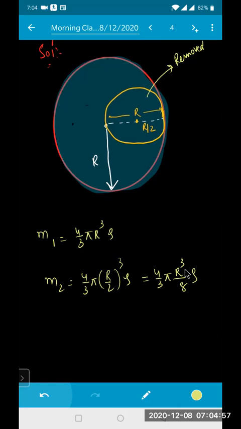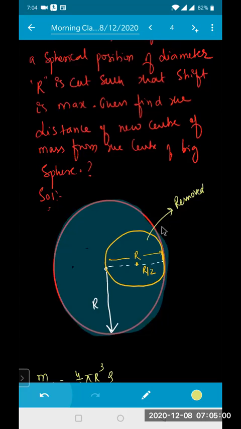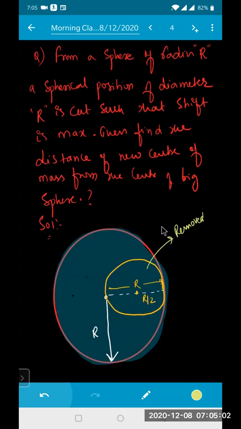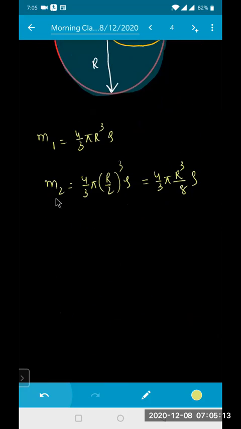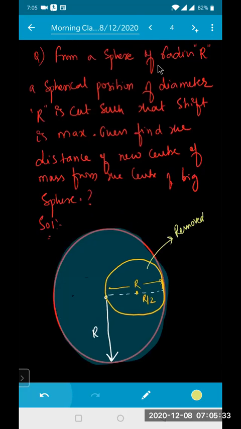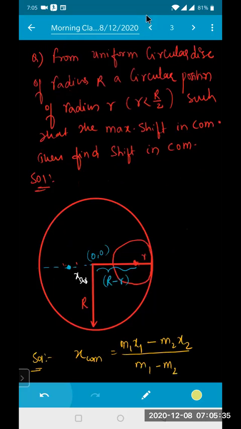So from a sphere of radius capital R, a spherical portion of diameter R is cut such that the shift is maximum. Then find the distance of the new center of mass from the center of the big sphere. So we got mass m1, we got mass m2. So xcm is how much? Xcm is equal to m1 x1 minus m2 into x2, divided by m1 minus m2, since it is removed. Previous also we did the same, because it's shift.